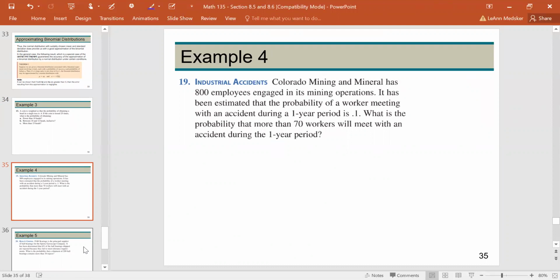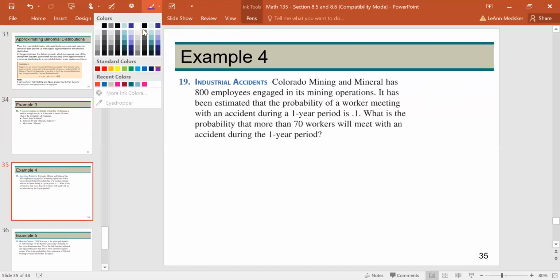So let's look at, yeah, so we have 4, 5, 6, and 7 that we need to continue doing. All right, so number 4 says Colorado Mining and Mineral has 800 employees engaged in its mining operations. It has been estimated that the probability of a worker meeting with an accident during a 1-year period is 0.1. What is the probability that more than 70 workers will meet with an accident during the year 1 period?